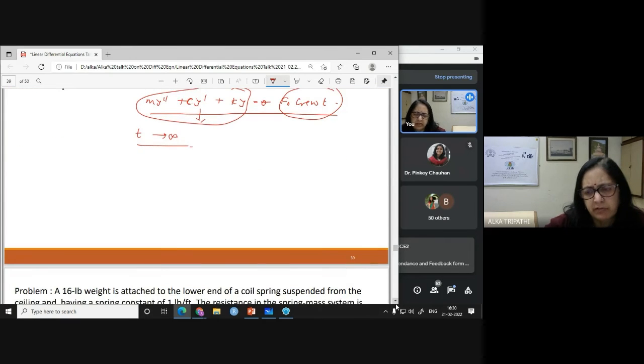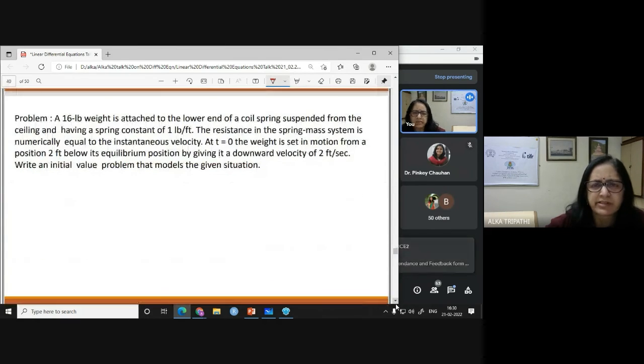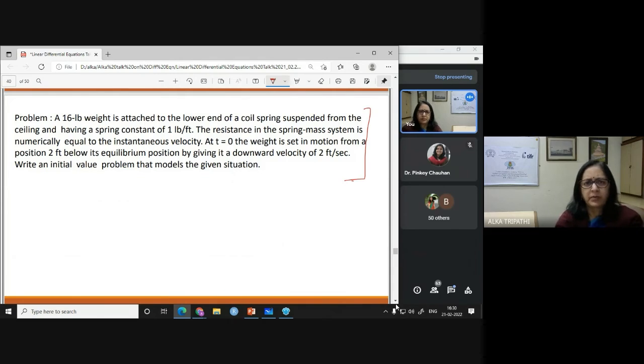Let us have another example. Suppose I am having this example, can you write the mathematical model for this problem? This is a mass spring problem. I have taken it from a book.